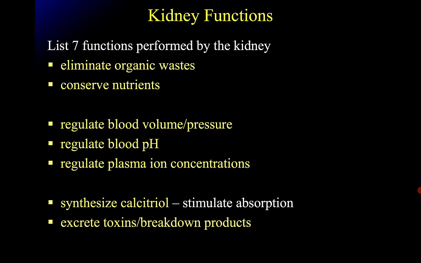Then we regulate our blood pH. That is making sure that our blood isn't too acidic or alkaline. Primarily, we're going to be getting rid of hydrogen ions so our blood doesn't get too acidic. And we regulate plasma ion concentrations other than simply hydrogen ions.